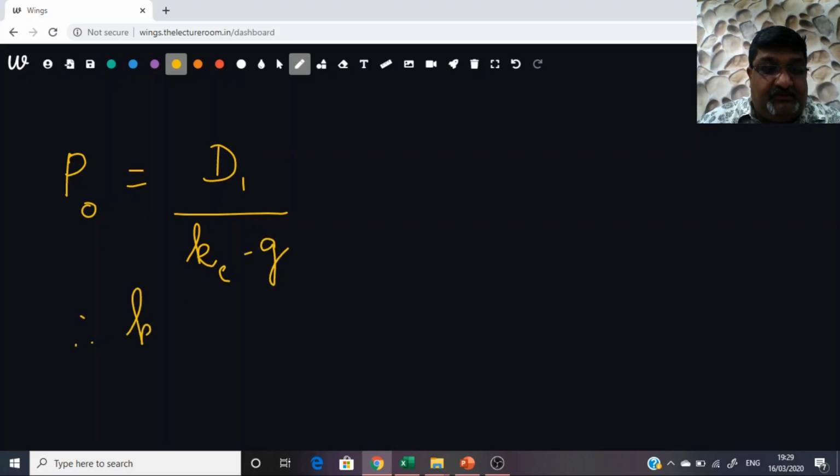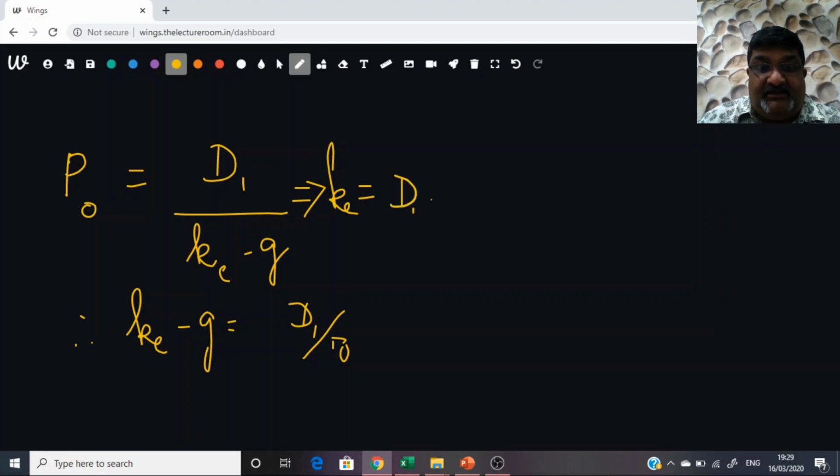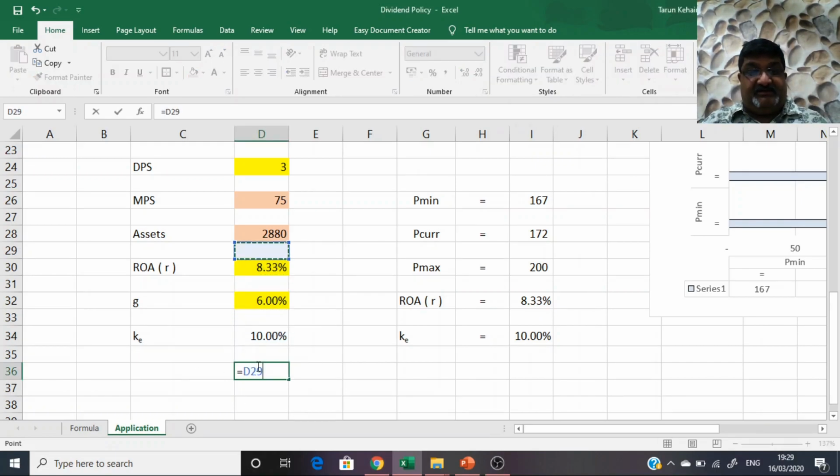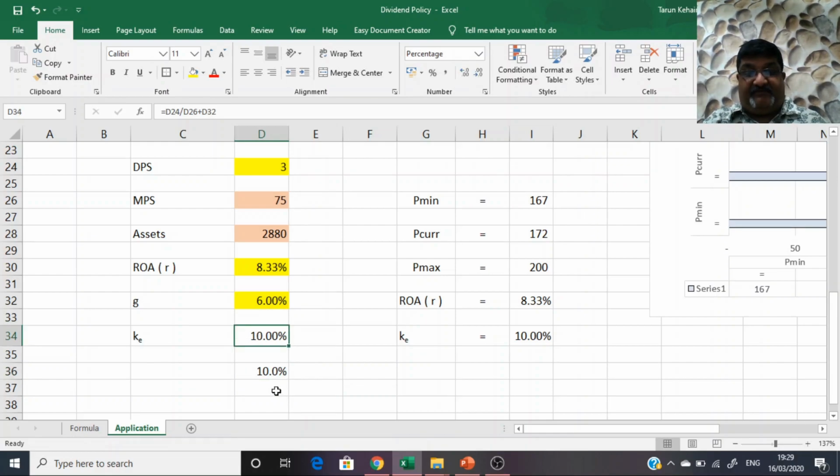If you solve for KE, you will get KE minus G is equal to D1 by P0. It translates to cost of equity is D1 by P0 plus G. So if you note this formula carefully, it is the forecasted dividend divided by the current market price plus the estimated growth rate in the dividend. Applying this in this Excel sheet, your forecasted dividend is 3 divided by the current market price 75 plus the expected growth rate, which gives you 10%, which is what I have taken in this particular cell.